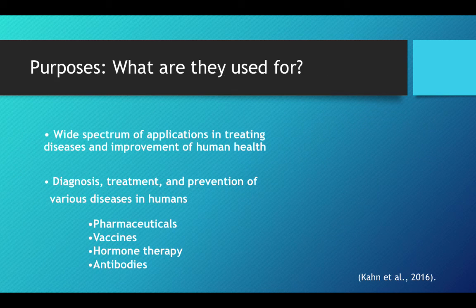What are recombinant proteins used for? Recombinant proteins have a wide spectrum of applications in treating diseases and improvement of human health. This includes diagnosis, treatment, and prevention of various diseases in humans. For example, they can be used in pharmaceuticals, vaccines, hormone therapy, and antibodies.